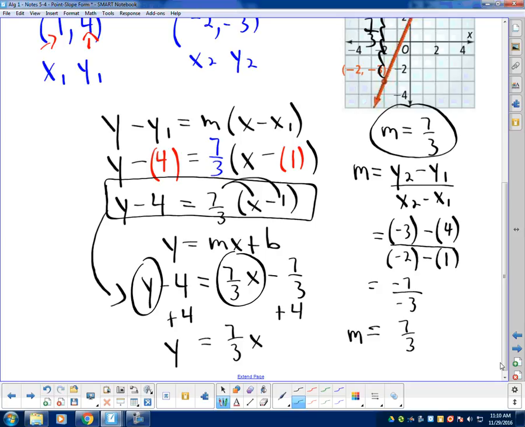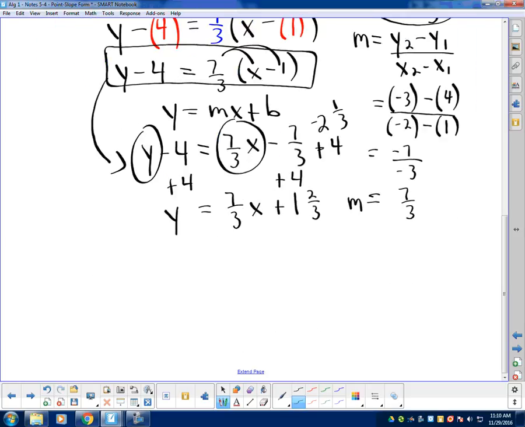7/3 is the same as 2 and 1/3, and that is a negative 2 and 1/3. If I add 4 to negative 2 and 1/3, or in other words, subtract 2 and 1/3 away from 4, I get the value 1 and 2/3. So we could rewrite this as plus 1 and 2/3.